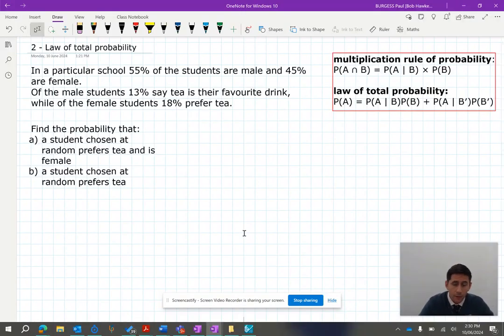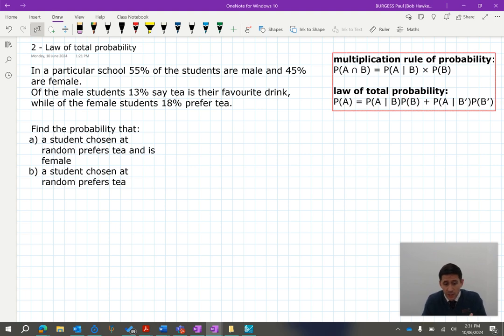We're going to be looking at the law of total probability today. This is part of the conditional probability stuff that we were just doing in class. So let's start with the problem just here. In a particular school, 55% of the students are male and 45% are female. Of the male students, 13% say tea is their favourite drink, while of the female students, 18% prefer tea.